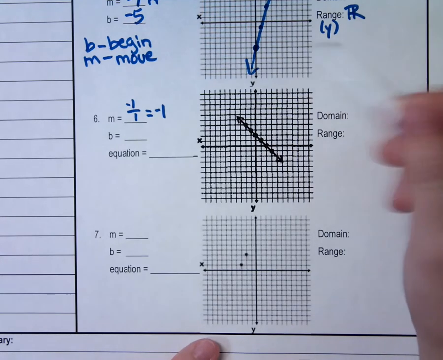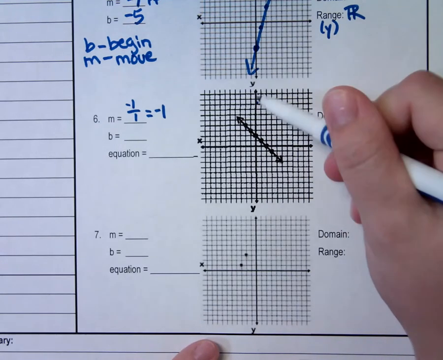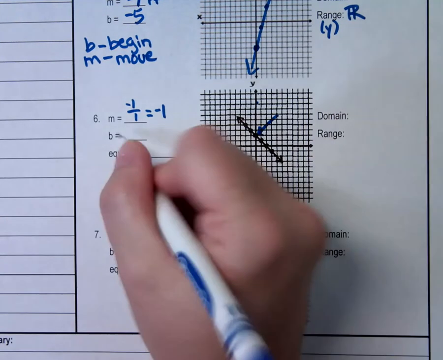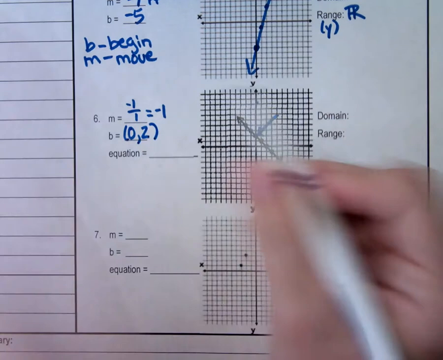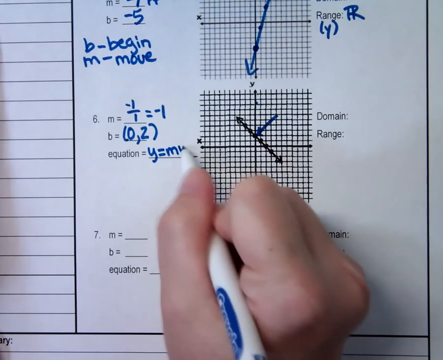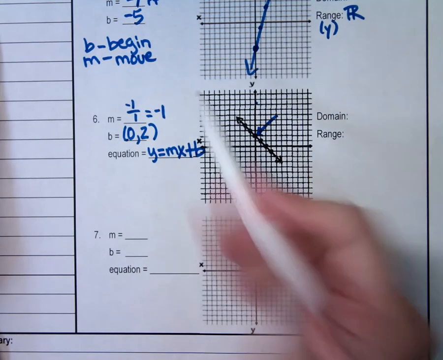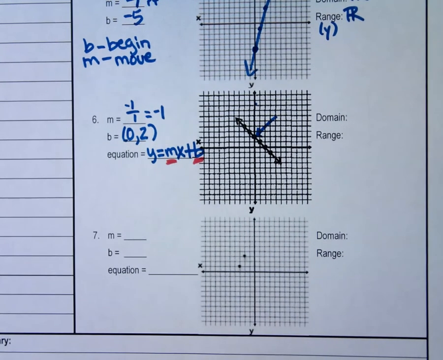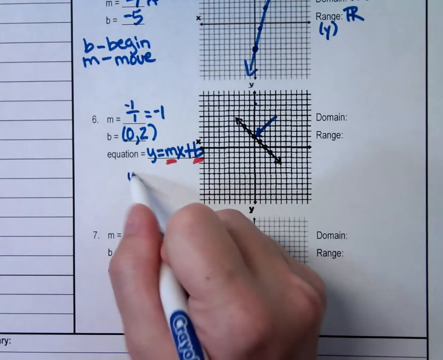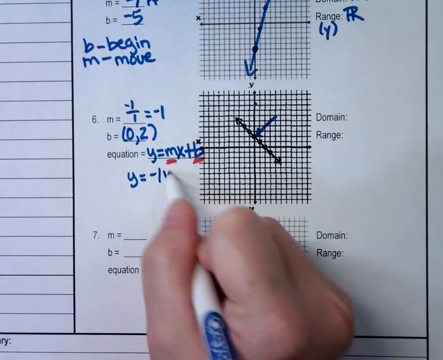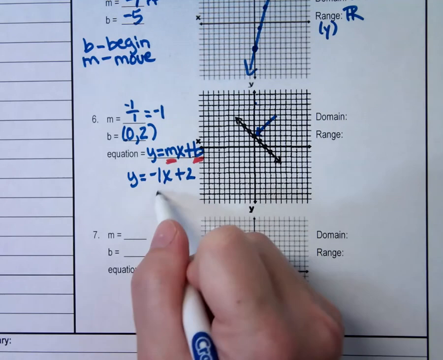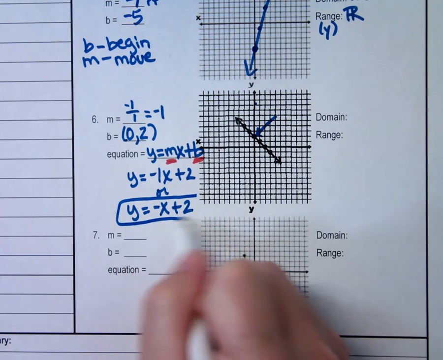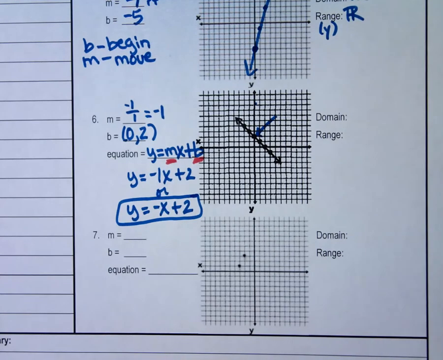The b is the y-intercept, and where does this line touch or cross the y-axis? It crosses right there. And what is that point? 0, 2. So now I can write my equation in slope-intercept form because I just figured out my slope and I just figured out my y-intercept. What would it look like? Y equals negative 1x plus 2. Or I could just write that y equals negative x plus 2. We don't need to write that 1 in front of the x. It's understood to be there.